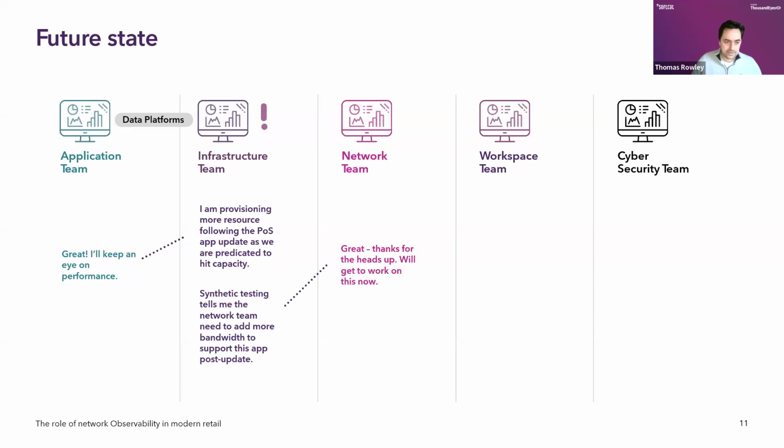They're also going to look to speak to the network team. By doing some synthetic testing, sending emulated requests across that environment, that's telling them that the network team is probably going to have to add some more bandwidth to support this application post-update. Great. Network team, thanks for the heads up. They're going to get to work on that now. Workspace team is starting to see operational efficiency improving. And although the cyber team are still going to get an alert here because that's different traffic coming out of that application, the point is they're informed and they can understand why they're getting that alert.